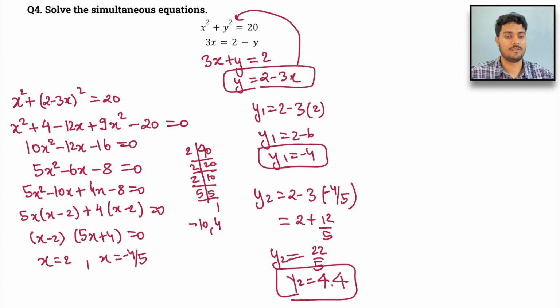This is y2. So this is x1, x2, and this is our y1 and y2, and that's the solution. Let's move on to the next question.